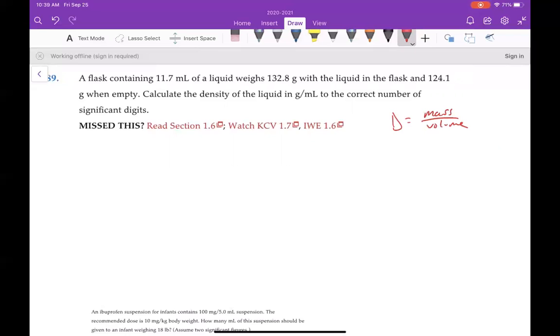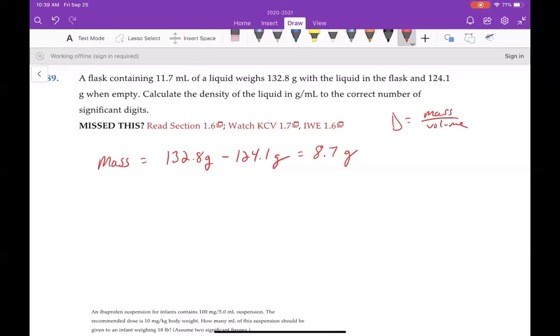And then we also need to solve for our mass, because they give you the liquid in the flask and the actual weight of the flask. So we have to do some math first. To get the mass, it's going to be 132.8 grams minus 124.1 grams. Okay, so we're going to do this math, and then we're going to round our answer appropriately. So this is going to give us an answer of 8.7 grams.